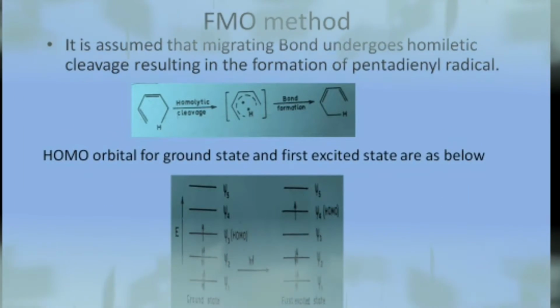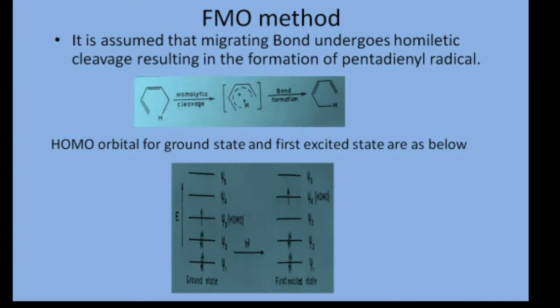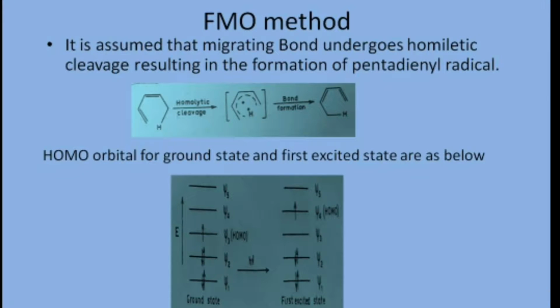Now let us discuss application of FMO method for the sigmatropic rearrangement. First, we take example of 1-5 shift. It is assumed that the migrating bond undergoes homolytic cleavage, resulting in the formation of a pentadienyl radical. So this is the pentadienyl radical. Now pentadienyl radical means here there are 5 electrons. So these are the various energy levels in case of thermally allowed reaction, whereas these are the energy levels in case of photochemical allowed reaction.